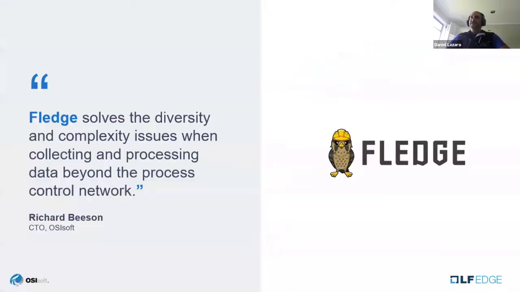Fledge solves the diversity and complexity issues when collecting and processing data beyond the process control network. Fledge's superpower is the integration of good data, analytics, and decision tools for better outcomes at the edge. Fledge, initially seeded by OSIsoft and Dianomic, is now a diverse project within the LF and is a great example of open source integration. OSIsoft recommends that all industrial customers and partners begin their IoT journey by integrating Fledge into their industrial deployments. We ask you to join our growing community where OSIsoft and Google have already contributed.